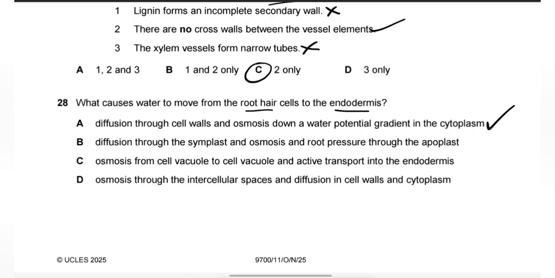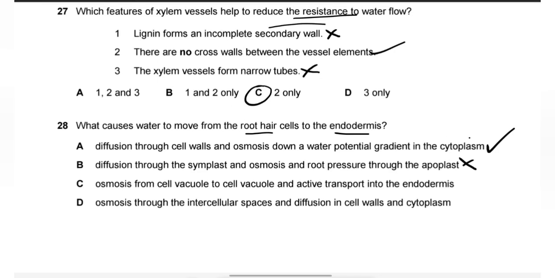Diffusion through the symplast and osmosis and root pressure through the apoplast. This answer is not so accurate, because diffusion through the symplast only deals with the movement of solids and not water. So we cannot safely say diffusion through the symplast when you're talking about water, and therefore B is wrong. And that's one part of it that's wrong, but I didn't even bother to look at the other parts.